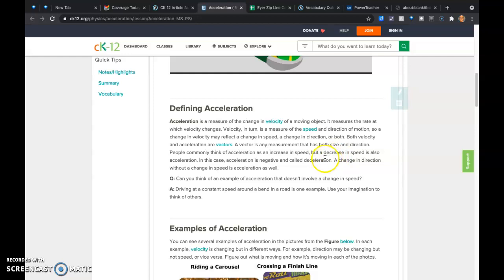People commonly think of acceleration as an increase in speed, but a decrease in speed is also acceleration. In this case, acceleration is negative and called deceleration. A change in direction without a change in speed is acceleration as well.